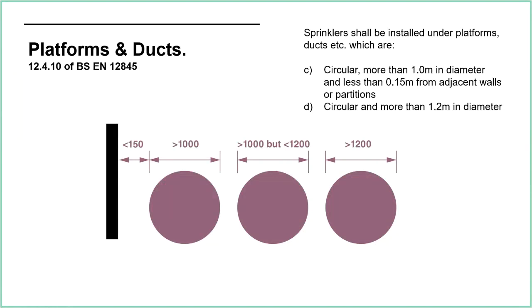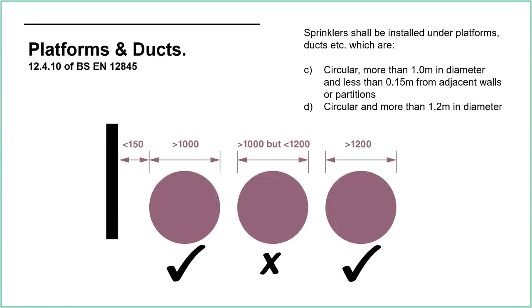So again, I've got my 3 circles here. So this first one is more than 1 meter in diameter, but it's closer than 150, so that would need sprinkler protection. The second one is greater than 1 meter, but less than 1,200. It's further than 150 from the wall, and therefore it wouldn't. And then my final one is greater than 1,200.